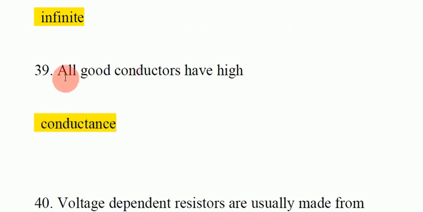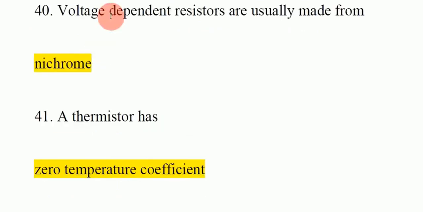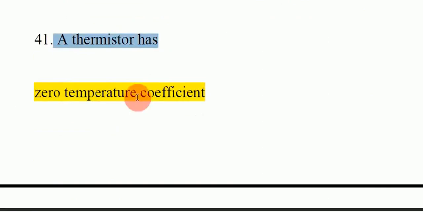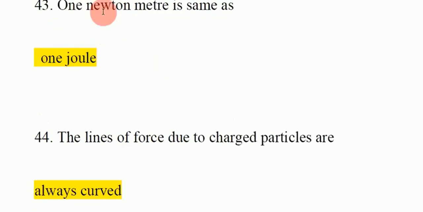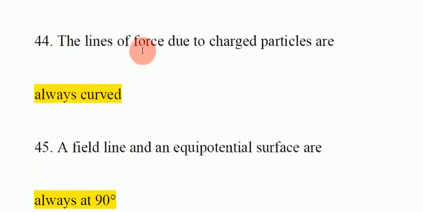A good conductor has high conductance. Voltage dependent resistors are usually made from silicon carbide. A thermistor has a negative temperature coefficient. Nichrome wire is an alloy of nickel and chromium. We know from the name nichrome: nickel and chromium. We can remember it like this. One newton meter is the same as one joule.